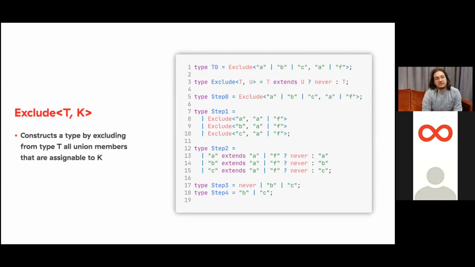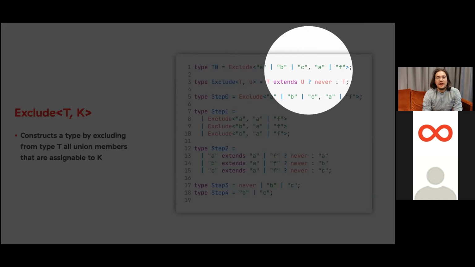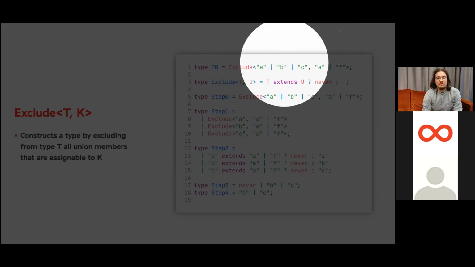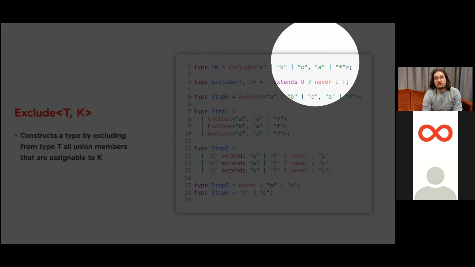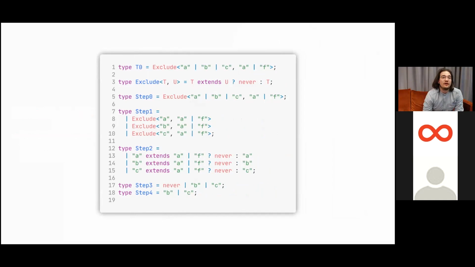First up, we'll start with Exclude. Exclude constructs a type by excluding from type T all union members that are assignable to K. So by just looking at the verb, you basically know what's going on. So let's say we have a union of string literals, right? A, B, C. And from that, we want to exclude A and F. So we already know what the result will be: we will try to remove A, and it will be doable because A is in the union of string literals. And it will try to remove F, which is not present, so basically we can ignore it. So the final result should be a union of B and C.